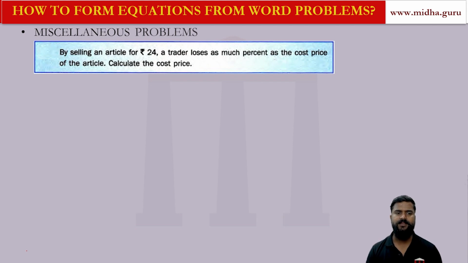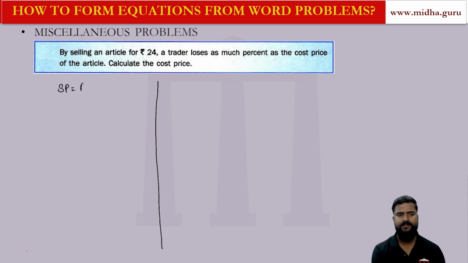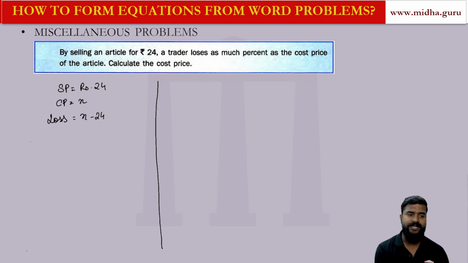So see, the first one says, by selling an article for 24, a trader loses as much percent as the cost price of the article. Okay. So nothing is given to us here except that the selling price is rupees 24 and it says that he loses as much percent as the cost price. Let us say the cost price is x. So the loss will be x minus 24. Now we know that the loss percentage can be calculated as x minus 24, that is the loss, divided by the CP into 100.